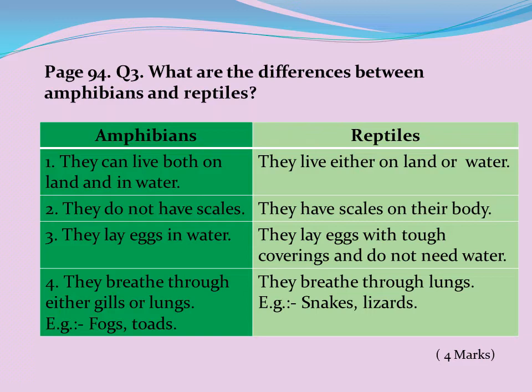3. Amphibians lay eggs in water. Reptiles lay eggs with tough coverings and do not need water. 4. Amphibians breathe through either gills or lungs. Example, frogs, toads. Reptiles breathe through lungs. Example, snakes, lizards.